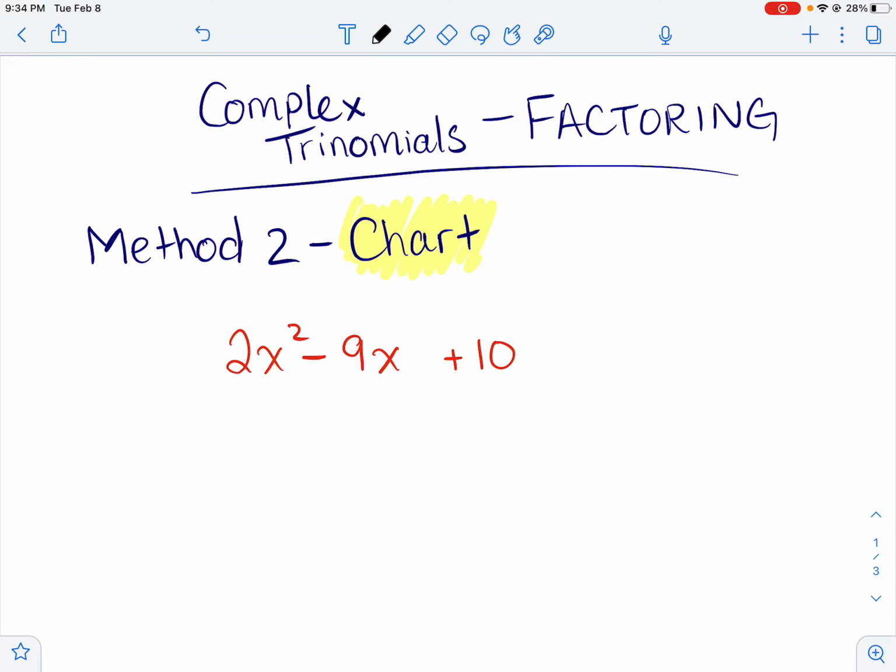Hey, it's a video on factoring complex trinomials, and this is a different method. It's called the chart method, I think. That's what I call it. Okay, so here you have your complex trinomial, 2x squared minus 9x plus 10, and we're trying to factor it.